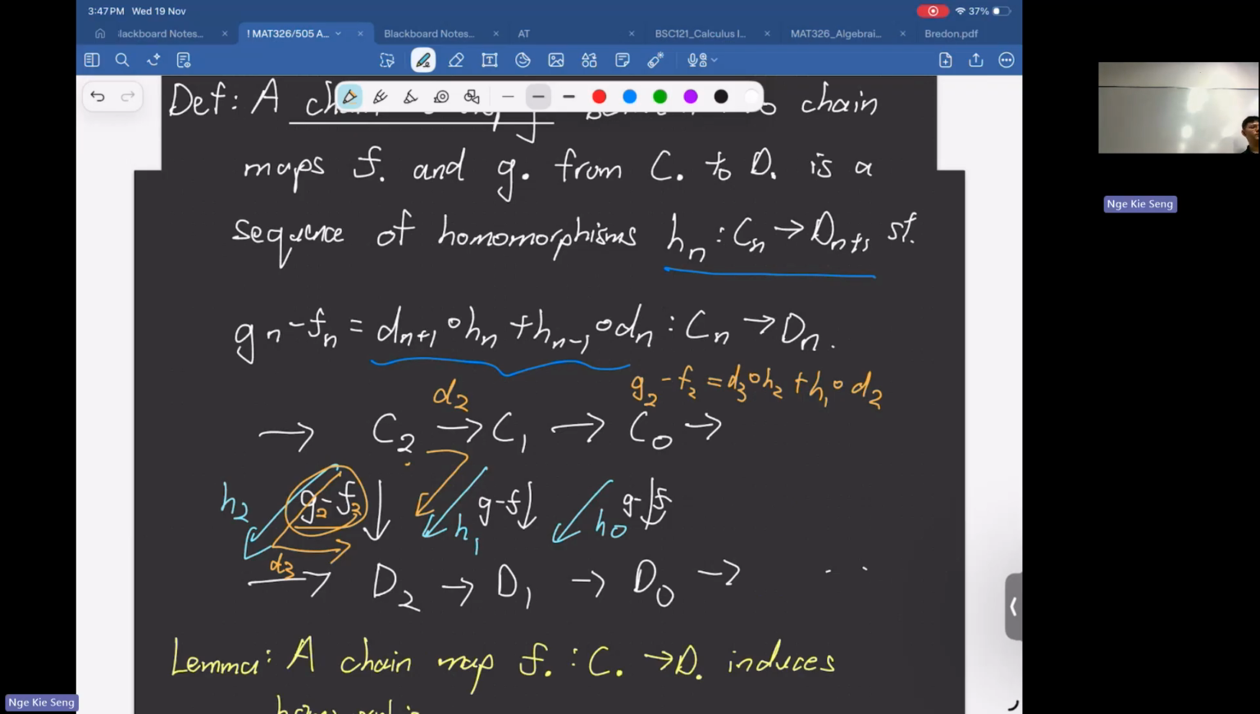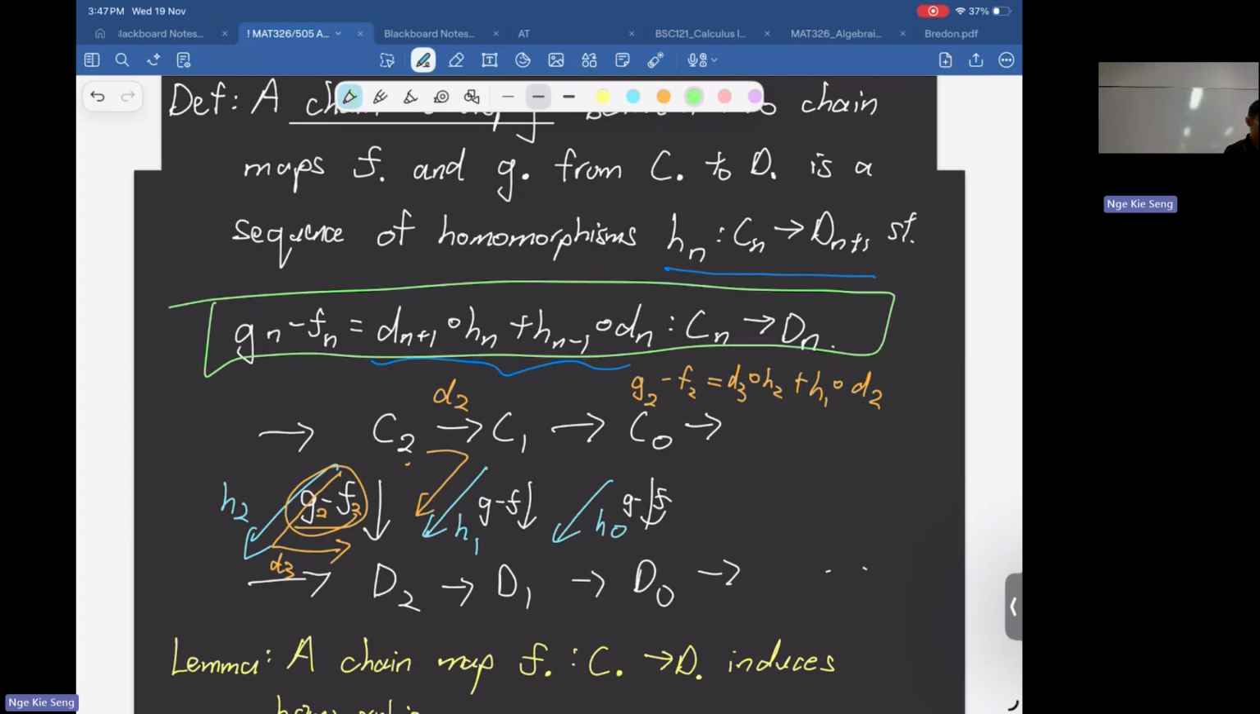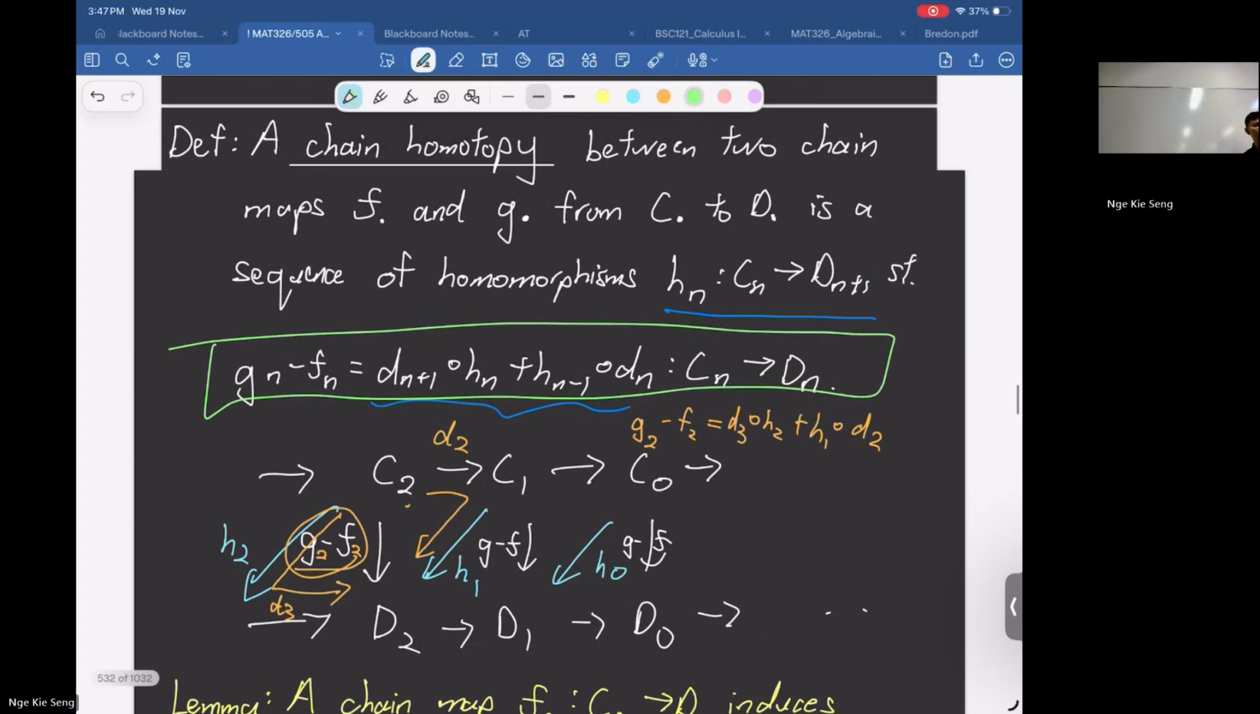Okay, no topological space, but the motivation is coming from this sign cancelling, and then you got this equality. But really, what is important is this homotopy equation here, which we call the chain homotopy equation. So if two chain maps are homotopic, then they differ by this sequence of homomorphisms that satisfies some commutative property here.